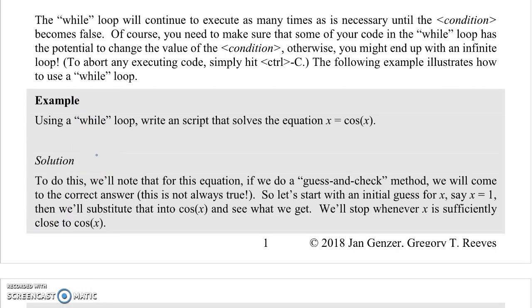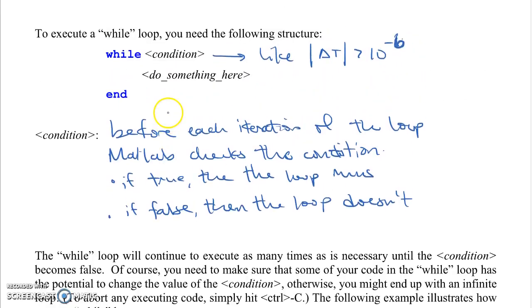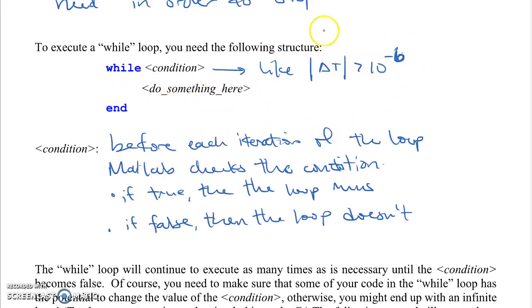Now there's one important point here: as you're going through the loop, something about the condition has to change, right? For example, in the example condition up here, this delta t variable, its absolute value is greater than 10 to the minus 6. As long as that's true, the while loop will keep executing. That means that somewhere in the code inside the while loop, I have to do something to delta t. And hopefully, eventually, the absolute value of delta t will become less than 10 to the minus 6. And at that point, the while loop will stop executing.